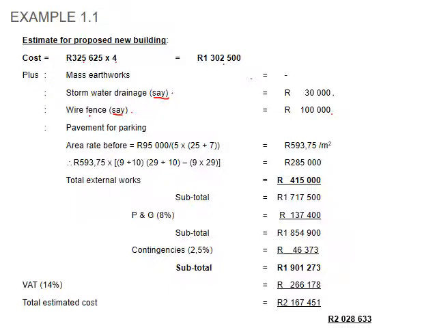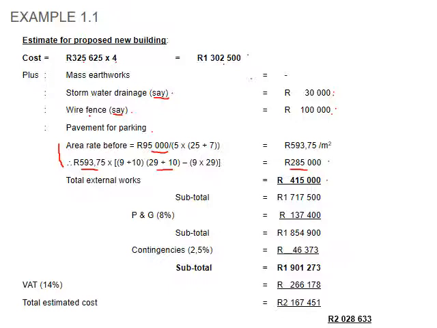Then you add those items to your estimation. So your pavement for parking, it's just a little calculation that's put in here to show that it's actually been calculated. You had a rate before that you actually use to get to a rate that you can multiply with your new area. So paving would be added at 285,000. You add these items together.